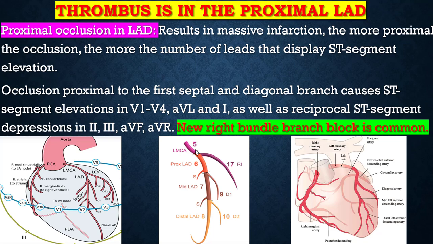This is the left anterior descending artery. It is divided into 3 parts: the proximal part, the medial part and the inferior part. This is the main coronary artery. This is the proximal part. Here is the medial part, and this is the inferior segment of the left anterior descending artery. More proximally, when the artery is occluded, more branches are involved and more leads in the ECG are affected, or there are changes in many leads of the ECG graph.